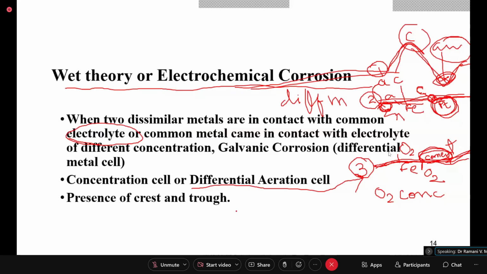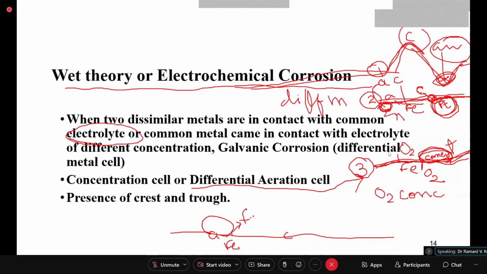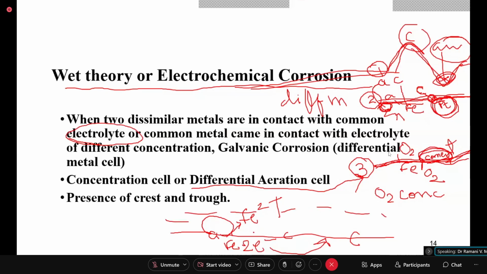Now the important part is what are the reactions. When you have iron metal, it is always at the anode area. Like if this is covered with a cement drop, it will be Fe going from the lattice into the solution as Fe2+, and the two electrons which are formed remain in the metal itself. Now these electrons will run to the cathodic area, and the electrolyte is there.